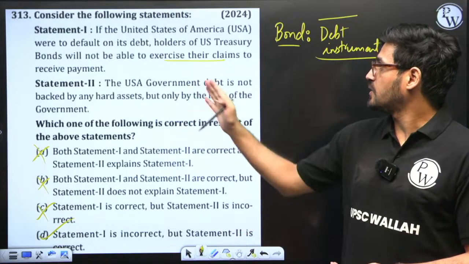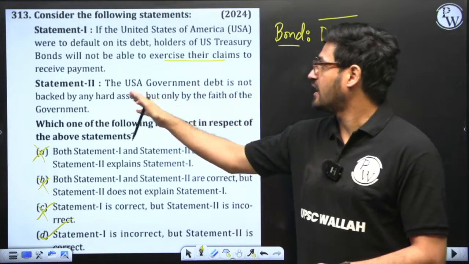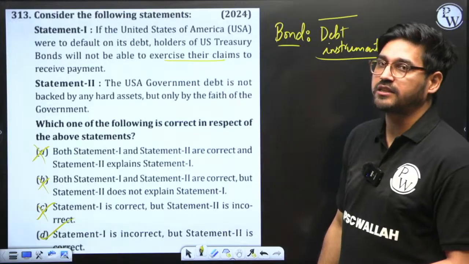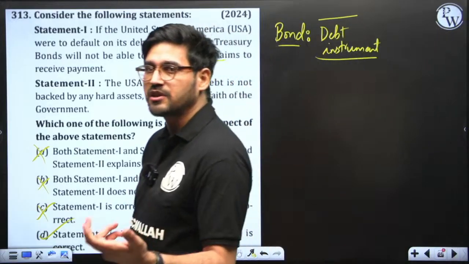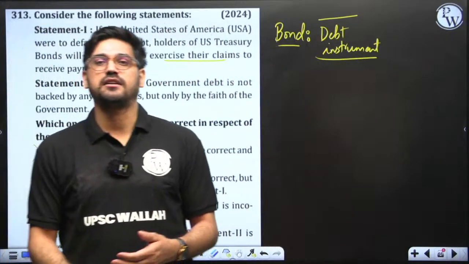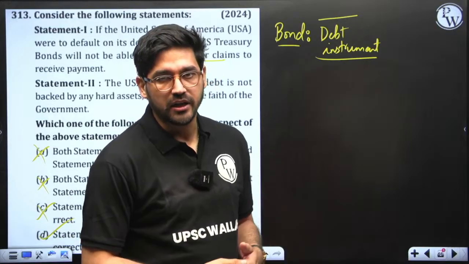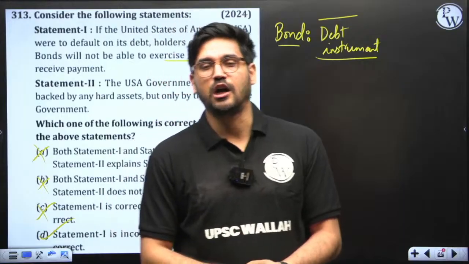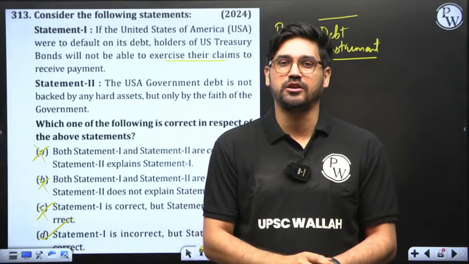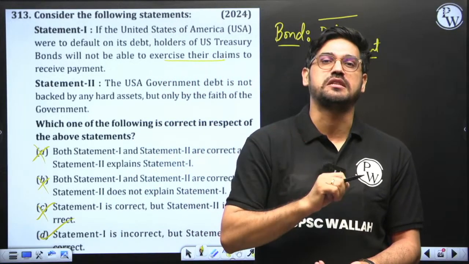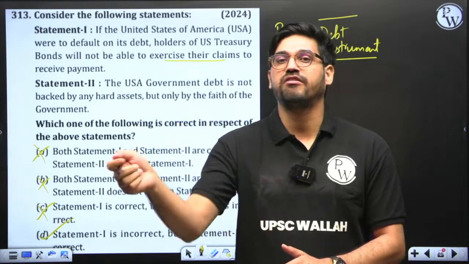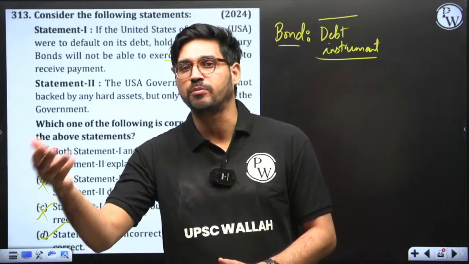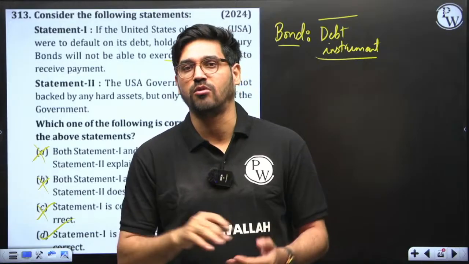Second one says the US government debt is not backed by any hard assets but only by the faith in the government. This is absolutely true. Much like internal debt in India, when the government issues a government security, it's not like the government gives you any collateral. The government is directly getting you to lend money to itself based upon your faith in the government's capability to pay you back. There is no collateral involved, right?